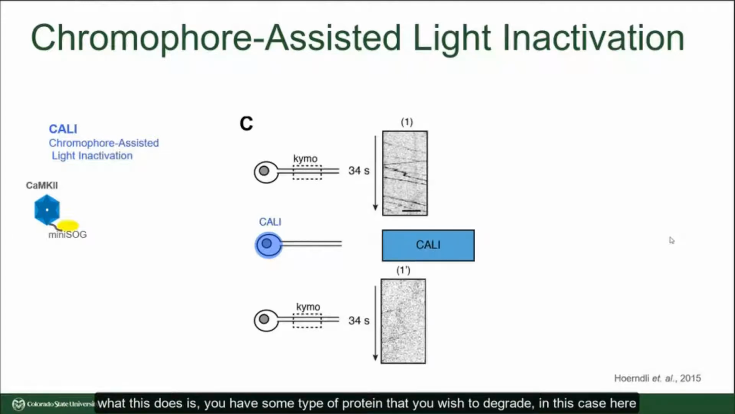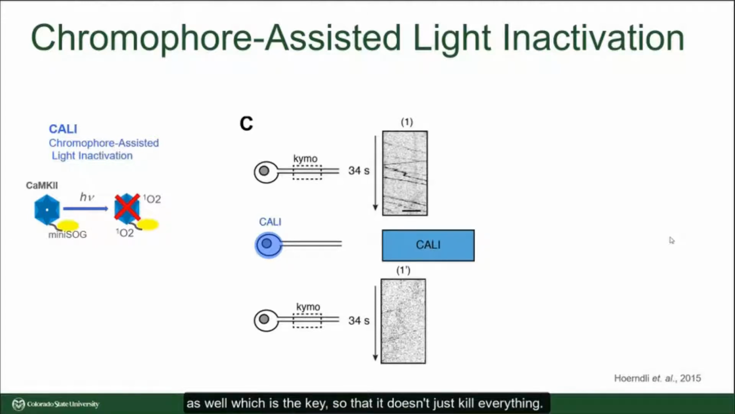Basically, you have some type of protein that you wish to degrade, get rid of. In this case, which was really illuminated in Fred's 2015 paper, we have MK2 with a type of miniSOG tag, so mini singlet oxygen generator. Essentially, when you shine blue light onto wherever this protein is, the miniSOG tag creates different types of reactive oxygen species which locally destroy the protein that it's closely tagged to. And only that protein as well, which is the key: it doesn't just kill everything.